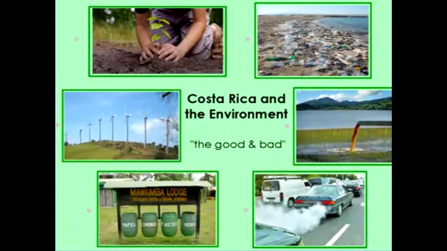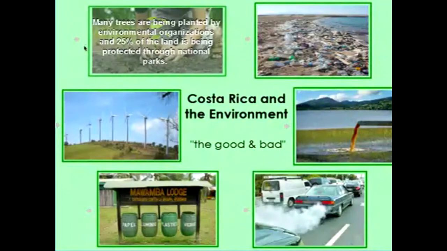Alright, so today we're going to talk about Costa Rica and the environment. Not only the good aspects and the good parts, but also the bad things that are happening too. So let's look up here at the plant. It says that many trees are being planted by environmental organizations and 25% of the land is being protected through national parks. So that's a really good thing that's happening.